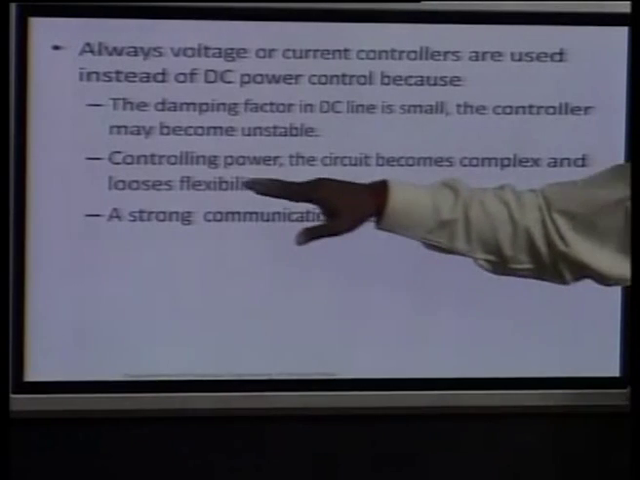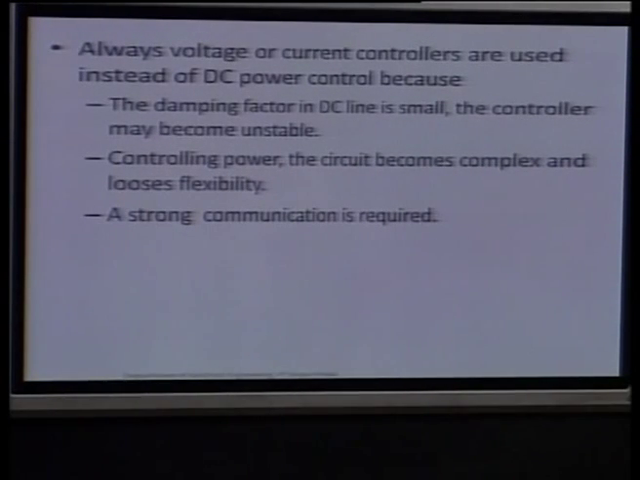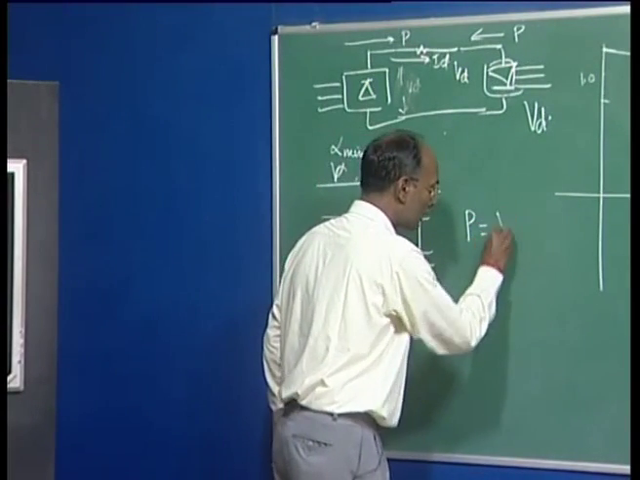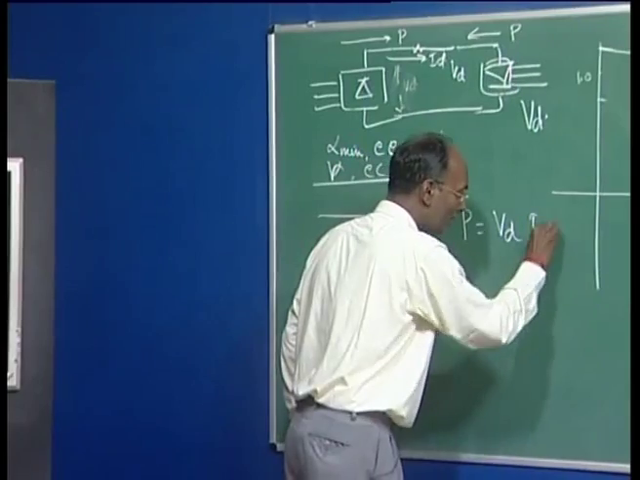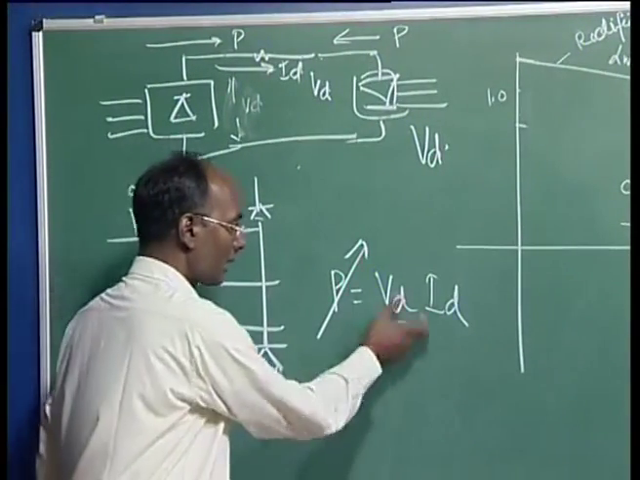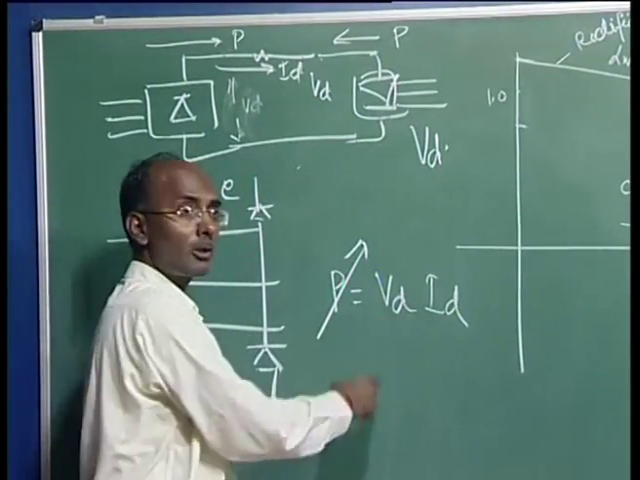Another reason is that controlling power makes the circuit complex and loses flexibility, because as mentioned here, P is nothing but VD into ID. To control this, there is the possibility that both will be controlling together or only one will be controlling.